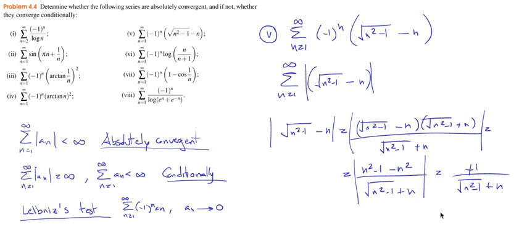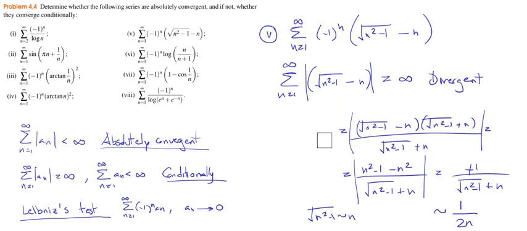Now the square root of n squared minus 1 is asymptotically equivalent to n, so this sequence is asymptotically equivalent to 1 over 2n. But we know that the series associated with this is divergent, so this series is divergent. So this series is not going to be absolutely convergent, but is it going to be conditionally convergent?